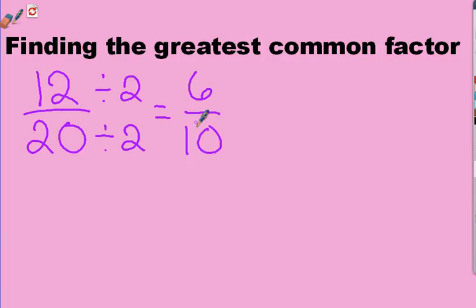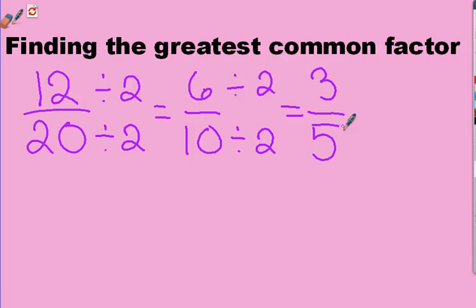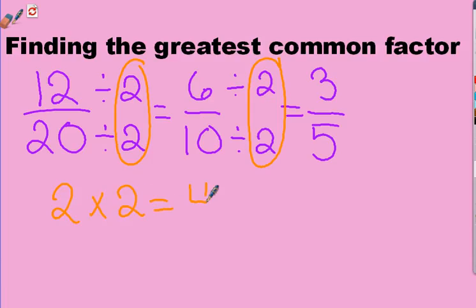Now we have reduced our fraction to 6/10, but it's not in simplest form. I can again reduce this by dividing both the top and bottom by 2. So 6 divided by 2 is 3. 10 divided by 2 is 5. Now we could still find the greatest common factor by looking at the numbers we divided by. We divided by 2 the first time and 2 the second time. 2 times 2 is 4, which is our greatest common factor.